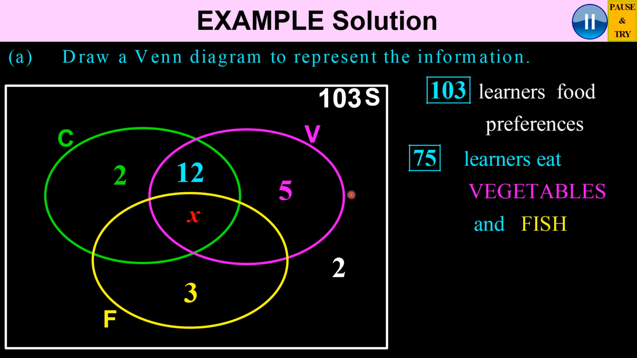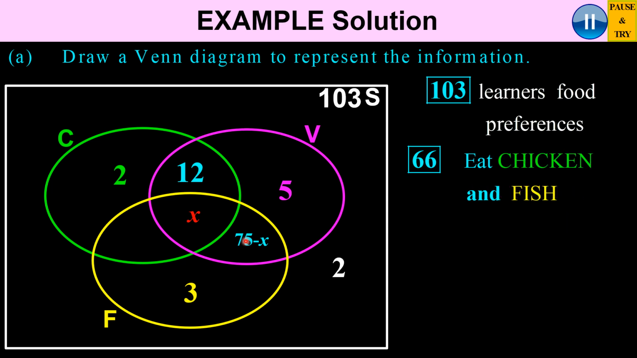Then next, 75 learners eat vegetables and fish. Where's vegetables and fish? There's vegetables and there's fish. So this whole portion here should be 75. Not 75 here, but 75 between them. So to get this part here, it is 75 minus X.